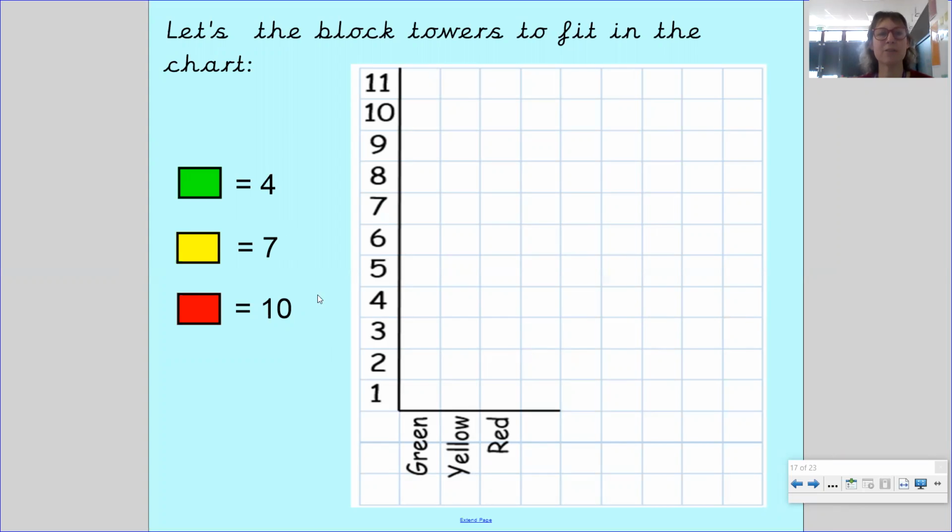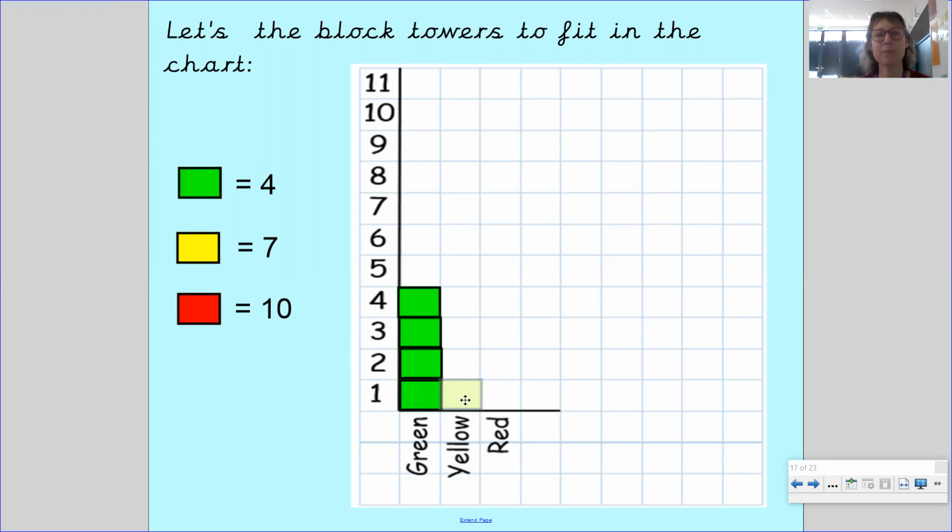So we need 4 green blocks. We are literally just going to put in 4 green blocks, one on top of each other. And like I said, if you had square paper and you were at school, then all you would do is colour in 4 squares, and then you would know that you've got your 4 blocks.